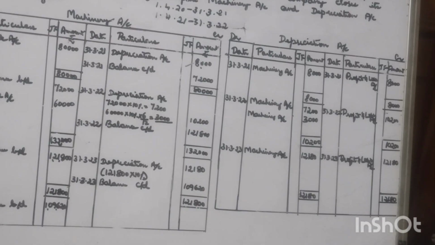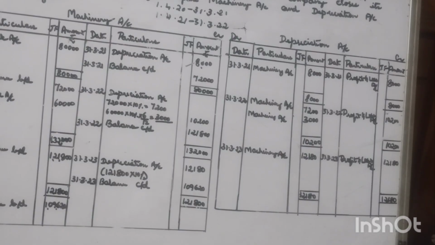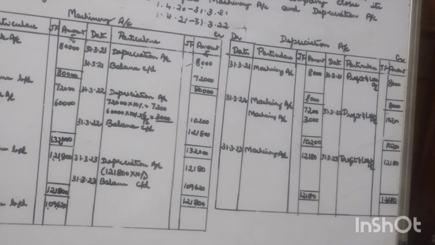So this is how the depreciation account has to be prepared, and this depreciation amount has to be transferred to the profit and loss account.